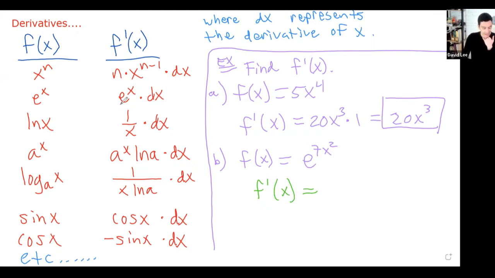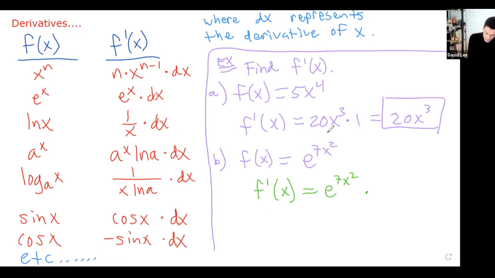Well, look at your facts. How do you find the derivative of e to the whatever? E to the whatever becomes, first of all, itself. So let's just copy and paste the original function: e to the 7x squared times, and then it says times dx, where dx is the derivative of whatever this exponent is. For my example, the exponent is 7x to the power of 2.